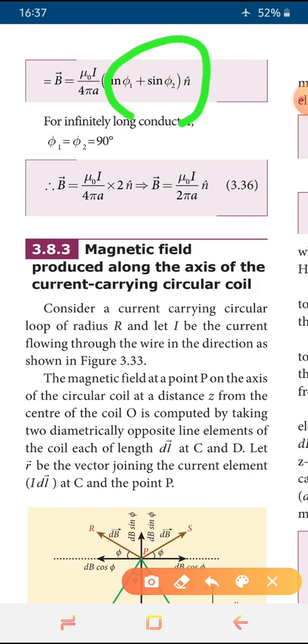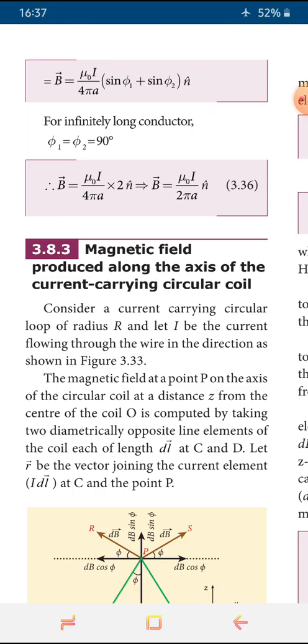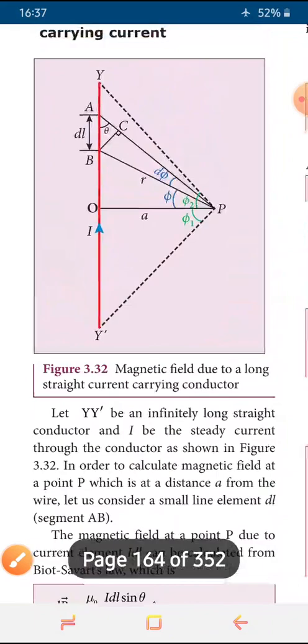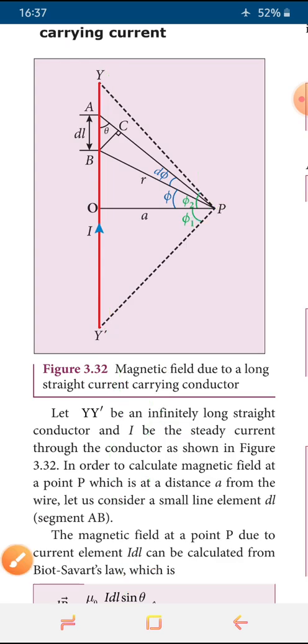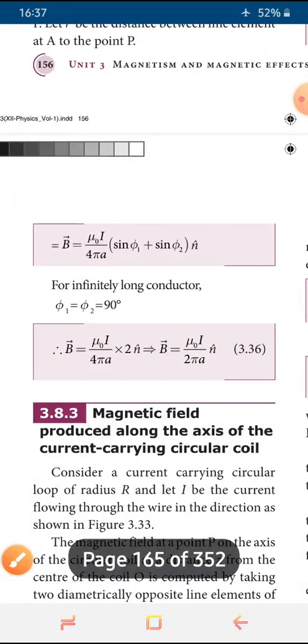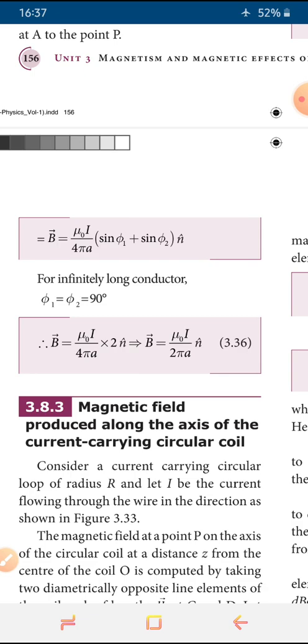About the substitution of limits in integration, you know very well, we discussed it in many cases in 11th standard. Suppose we are choosing the conductor, here we used the conductor xy. If it is infinitely long, the phi 1 and phi 2 values will expand. As the length increases, this phi will increase, and this will also increase. If it is infinite, we can take this value as 90 degree. It will expand up to 90 degree for infinite length.